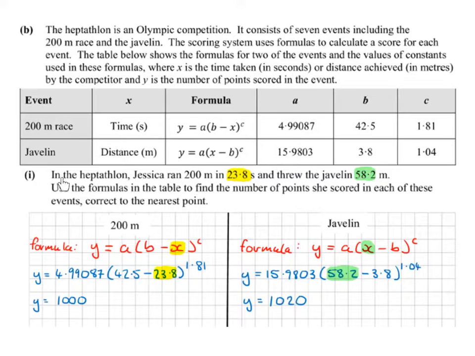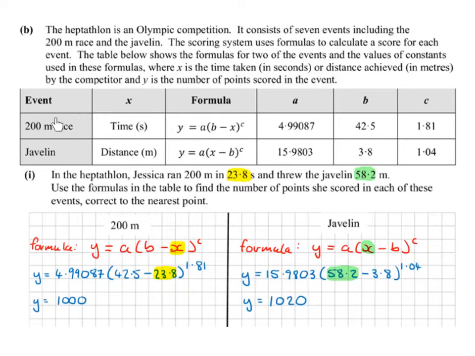Part 1. In the heptathlon, Jessica ran 200 metres in 23.8 seconds and threw the javelin 58.2 metres. Use the formulas in the table to find the number of points she scored in each of these events, correct to the nearest point. So let's start with the 200 metres.